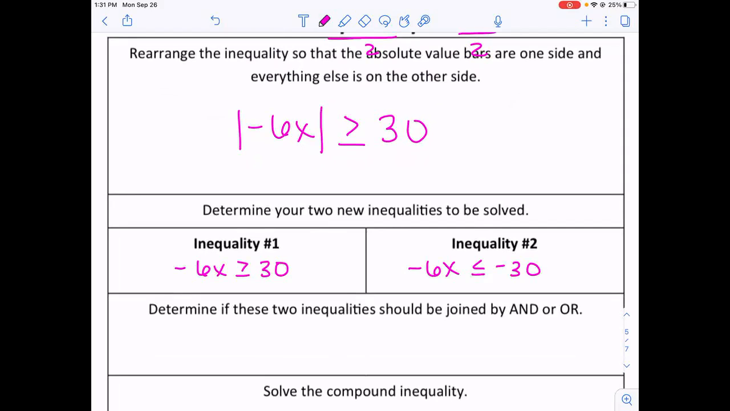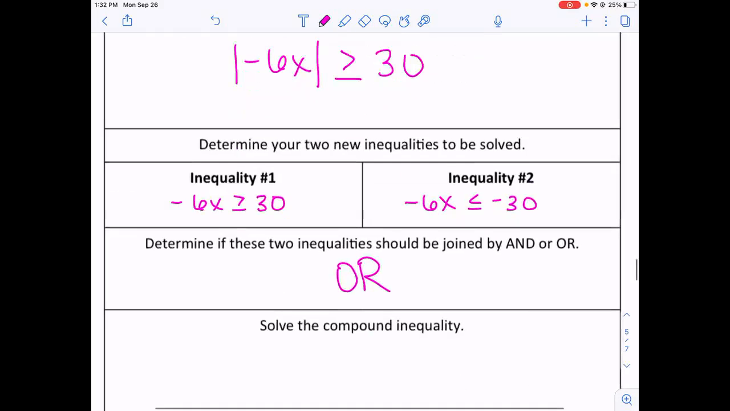Since our absolute value is greater, but specifically greater, it's an or statement. Did you see what I just did there? I said greater funny. I know how to say greater, but I was saying greater. Just trying to help you out here, people. Forgive me.